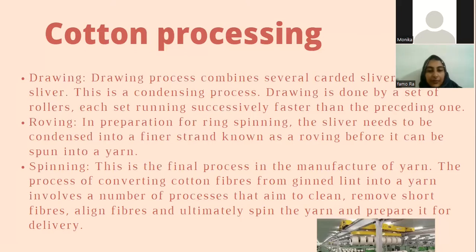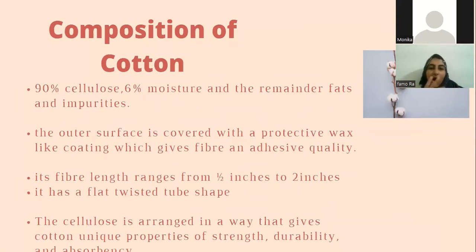So the process of converting cotton fibers from lint into a yarn involves a number of processes that aim to clean, remove short fibers, align the fibers, and at last it is spun. So spinning is keeping it all together. It is spun into a continuous thread or a yarn. Okay, so that is about how fiber is converted to a yarn. About yarns we'll be discussing in the coming sessions. So we have spoken about how cotton from its plant is converted to the yarn stage. I hope that is clear.